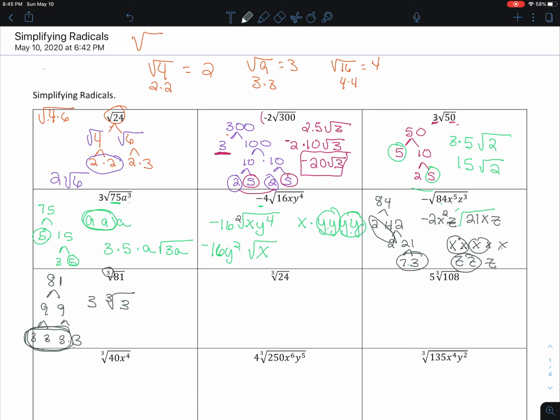All right, let's do 24. Again, we're looking for the cube root of 24, so I need 3 of a kind. So 24 is 2 times 12, which is 2 times 6, which is 2 times 3. So again, because this is a cube root, we need 3 of them. So that 2 comes out, and what's left is the 3.